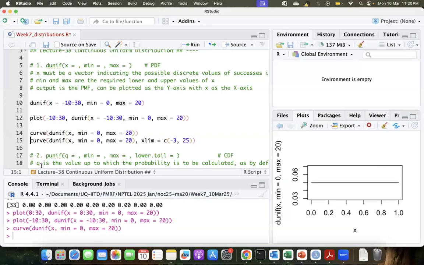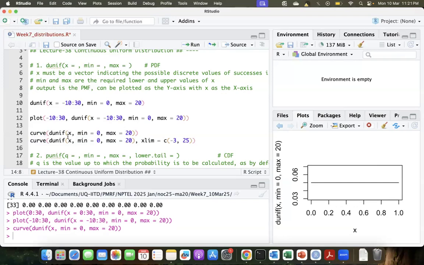Yeah. Okay. So another thing, I don't think we talked about this function last time, but the curve function can be used with any sort of distribution function, and you don't have to specify ranges. It will automatically select ranges based on what it can do.